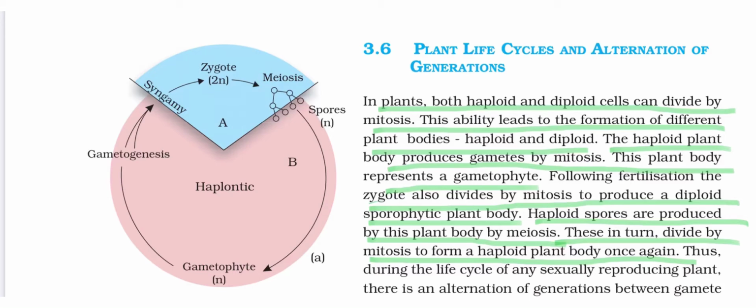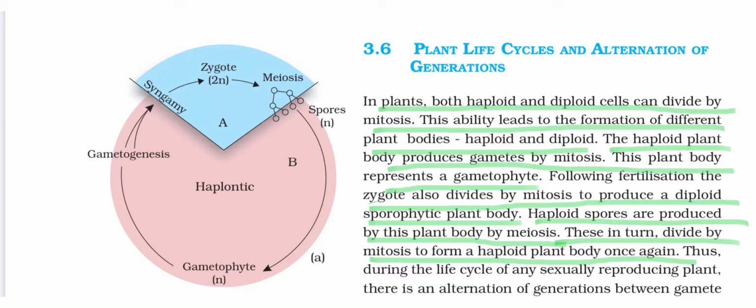And then if we see the pink colored part, the spores develop into a gametophyte, and then after gametogenesis, meaning formation of gametes, again through syngamy the new plant body is developed. So, this cycle repeats. Here both haploid and diploid cells can divide by mitosis, and this ability leads to the formation of different plant bodies, the haploid plant body and the diploid plant body.